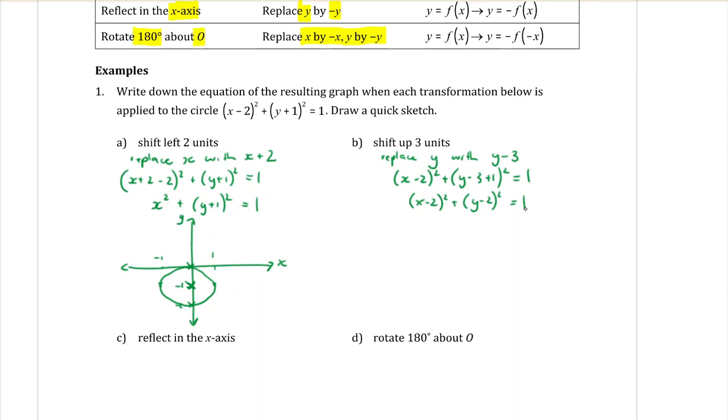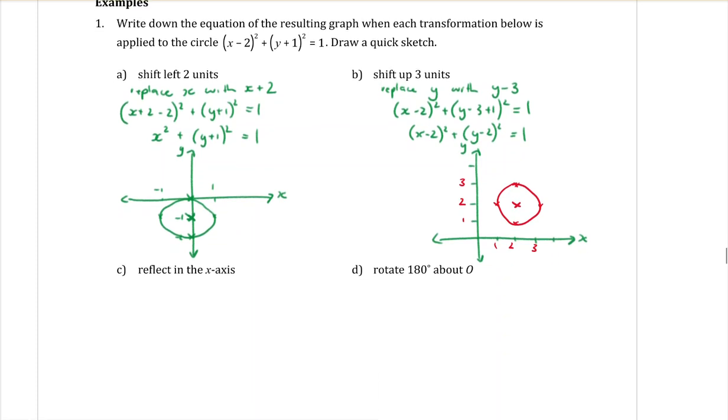2, 2. Okay? And a radius of 1 again. So I'll move that down a little bit to have enough room. So 2, 2 can be there. And a radius of 1: 1 up, 1 down, 1 left, 1 right. And there's my circle. Okay, ready for the next one.